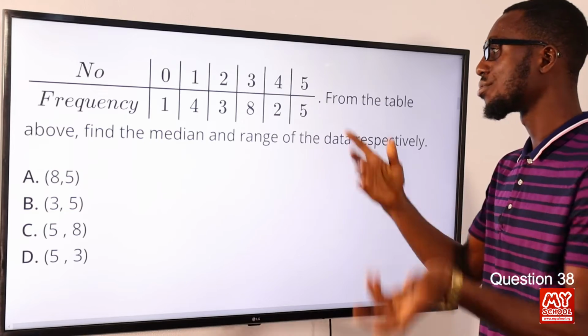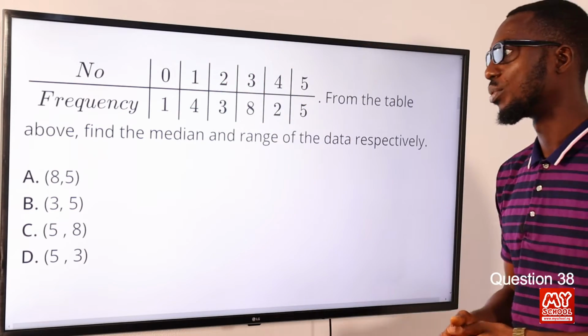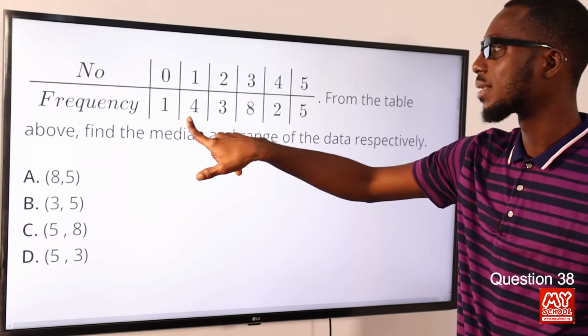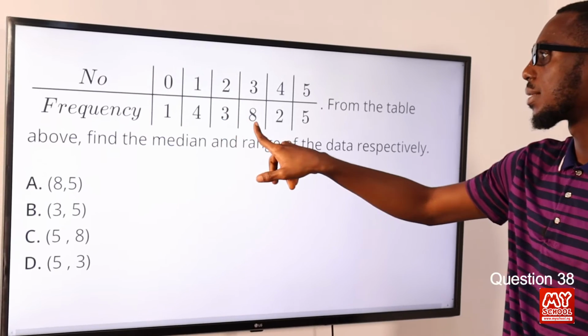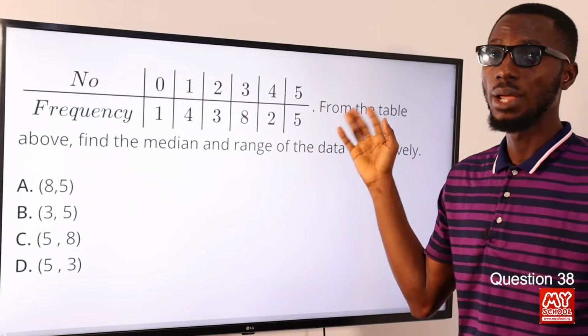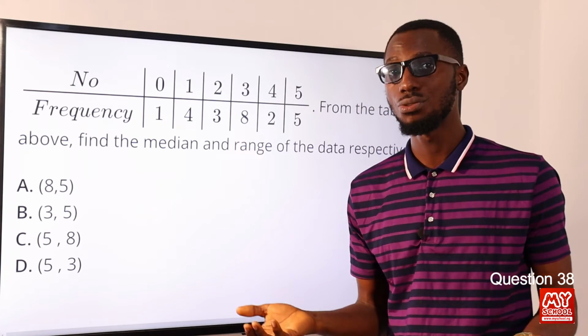So remember to find median, you are talking about the middle number. So if you decide to rearrange this, listing them out or whatever way you want to do it, don't bother, let's just add up. 1 plus 4, that is 5, this is 8, 16, 18, 23. Odd number, you add 1, 23 plus 1, that is 24, divided by 2, that is 12.